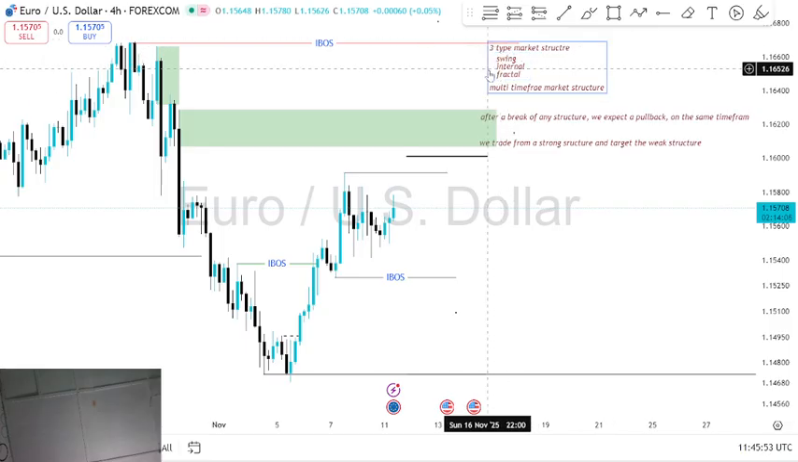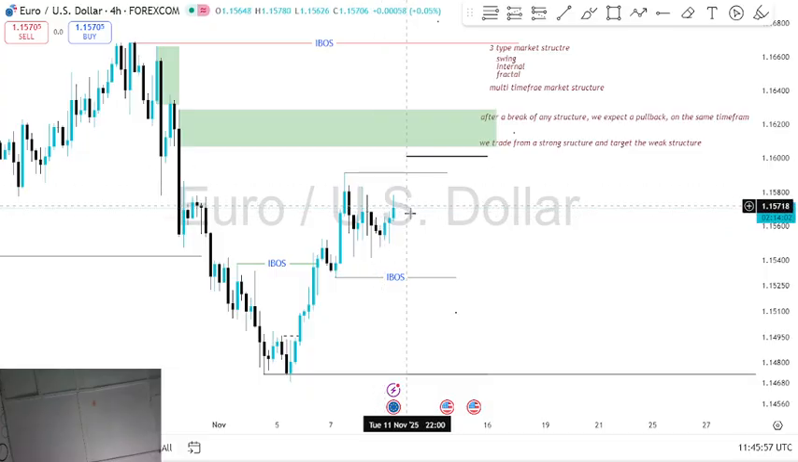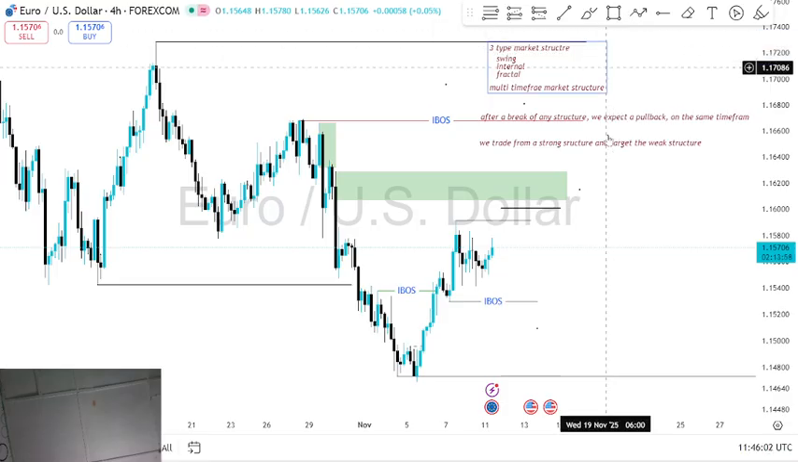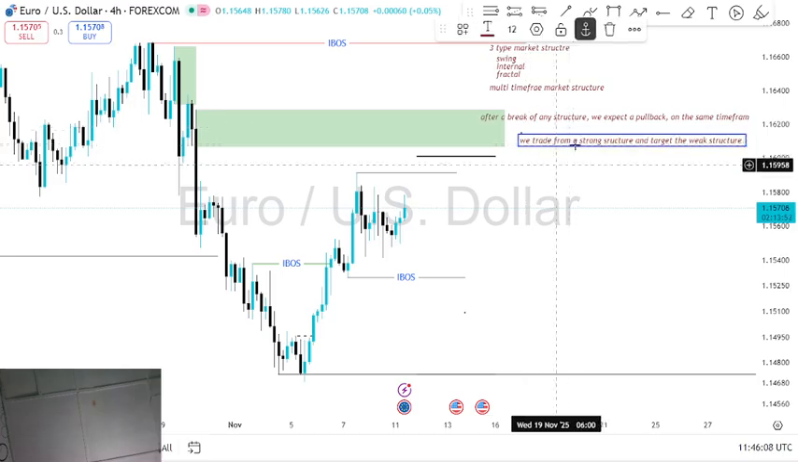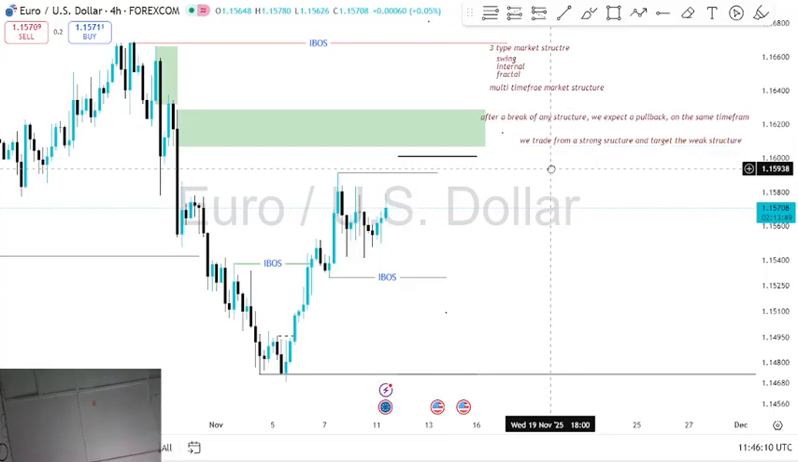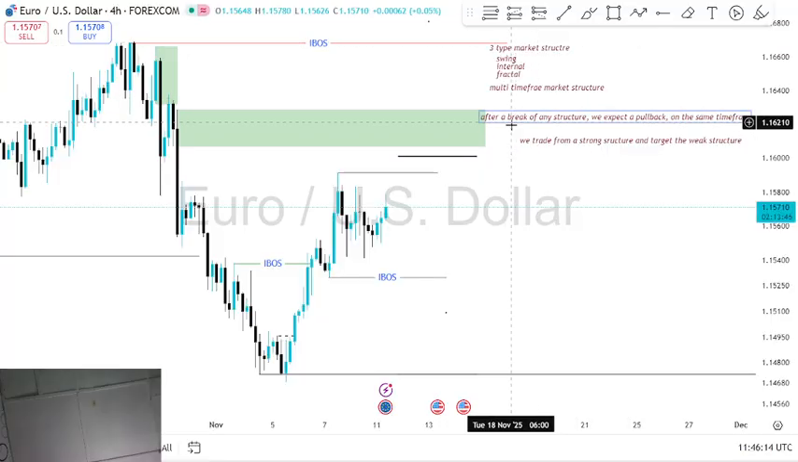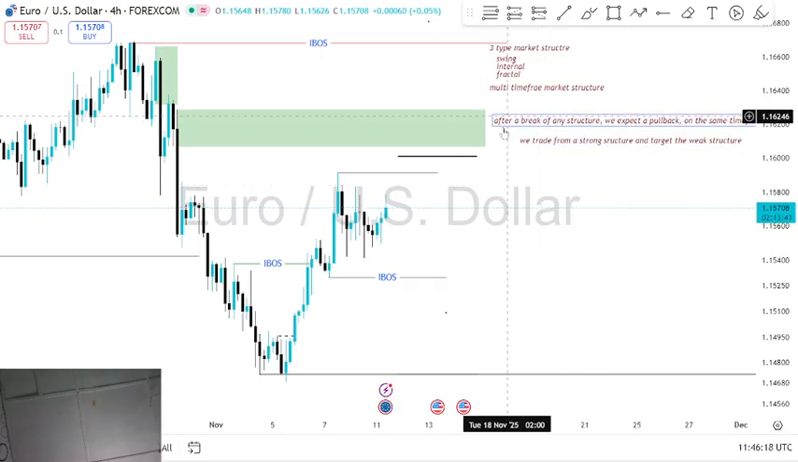The swing trend doesn't have anything to objective into, maybe the next higher time frame structure. Looking at what is happening, I think I've already made this clear: why we treat a strong structure as the origin and target a weak structure, and why after a break of structure we expect a pullback. Multi-time frame market structure.